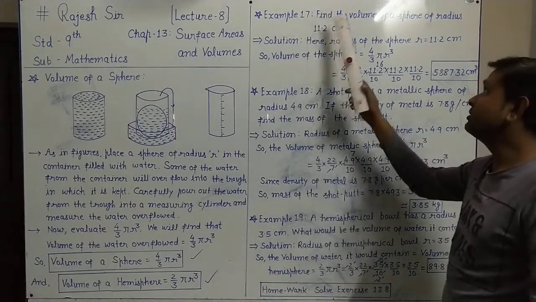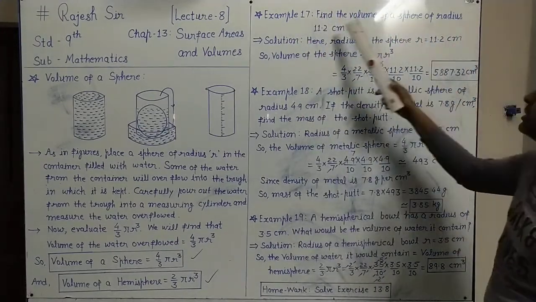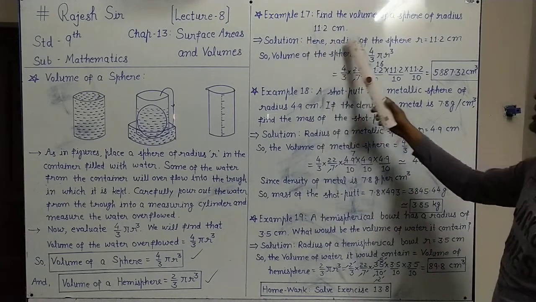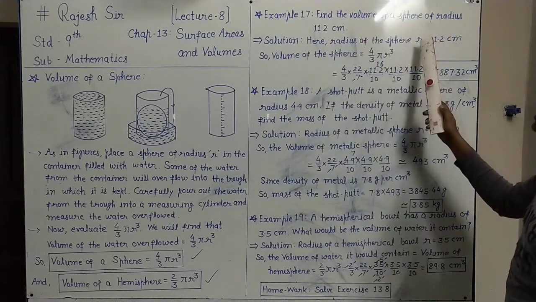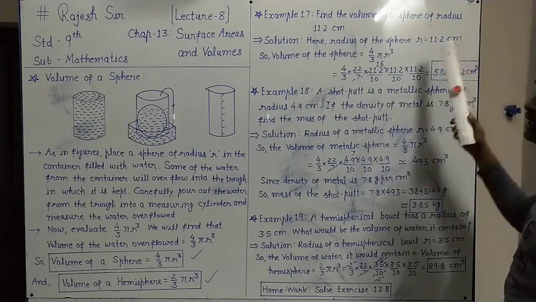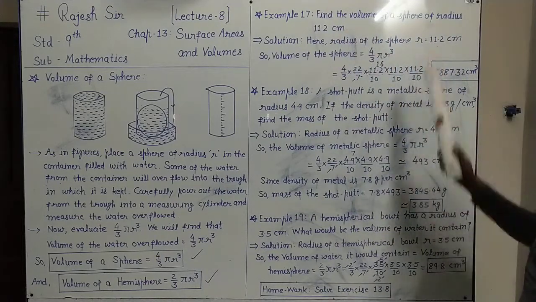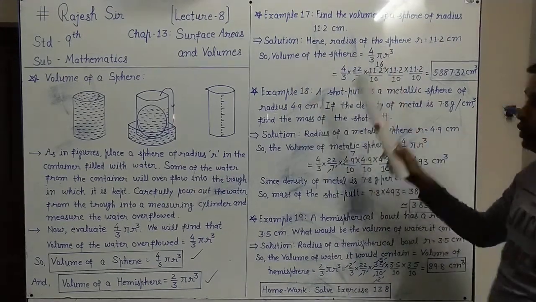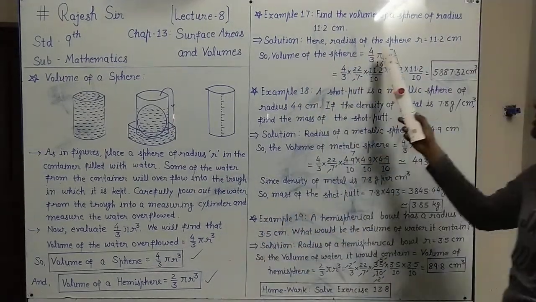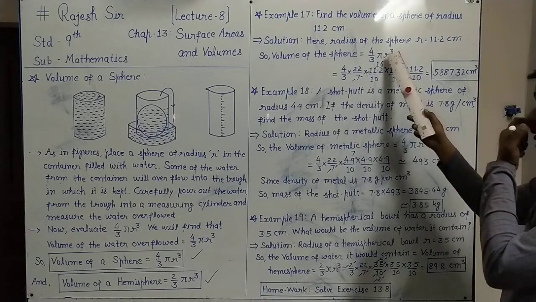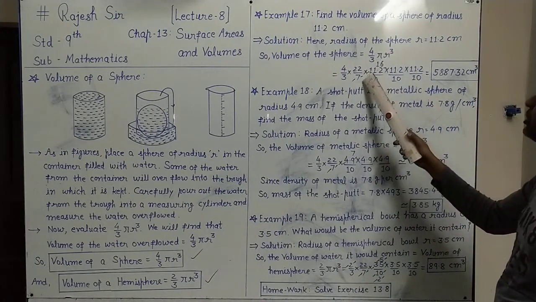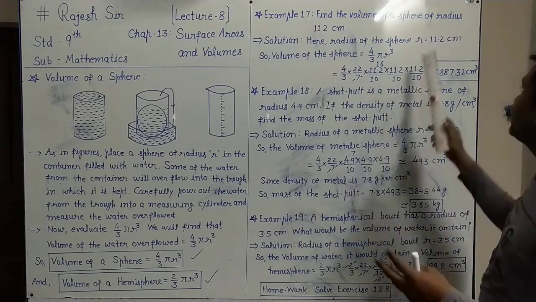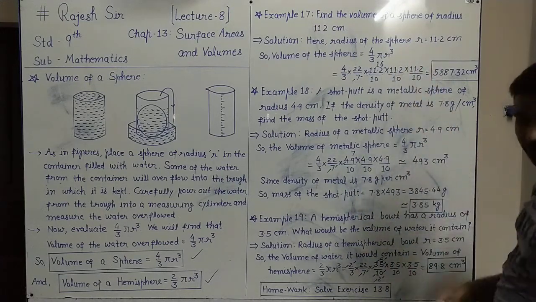Example 17: find the volume of a sphere of radius 11.2 centimeter. The solution is here. The radius of the sphere, as you know, r equals 11.2 centimeter is given. Therefore, the volume of the sphere is equal to 4 upon 3 pi r cube, the formula, and we place all the values. 4 upon 3 pi is 22 upon 7. R cube means r into r into r, 11.2 into 11.2 into 11.2.